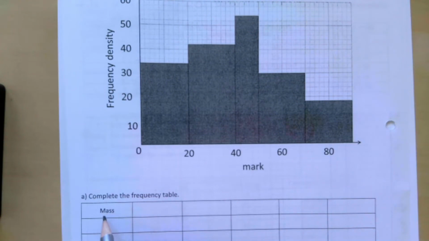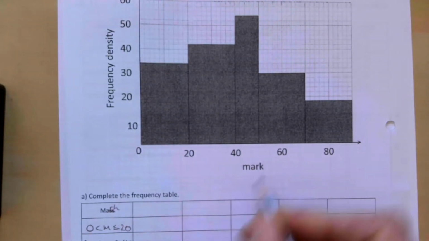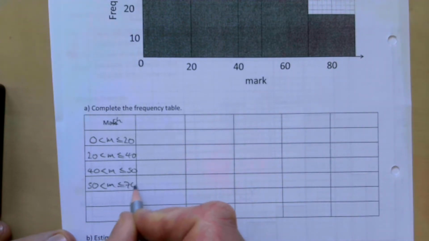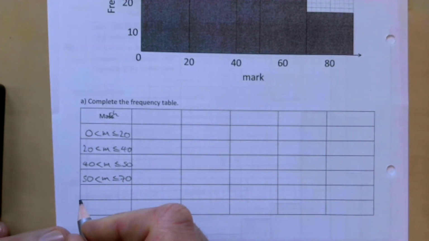There's a wee misprint here that says mass, but it should say mark. So the first group is of course 0 to 20. Next group then 20 to 40. Next group looks to me is 40 to 50. Next group 50 to 70. So you can see that bit there. And then finally 70 to 90.